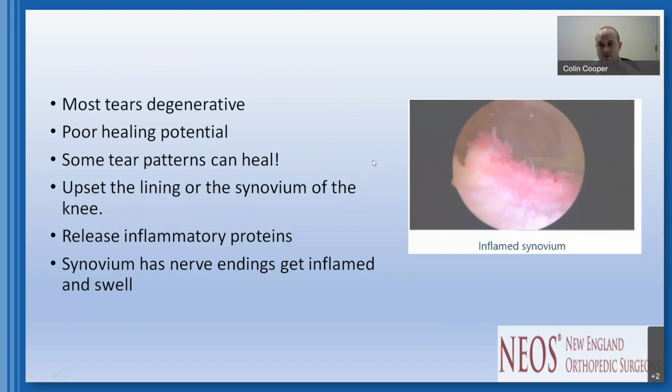Another reason why these tears hurt is they can upset the lining, also known as the synovium of the knee. This lining, when it's irritated, can release inflammatory proteins. There are also nerve endings that can get inflamed, irritated, and cause more knee swelling. Here's a picture of this red, frayed appearing tissue, which is the lining of the knee, inflamed synovium or synovitis, and in the background, the synovial tissue appears more normal.